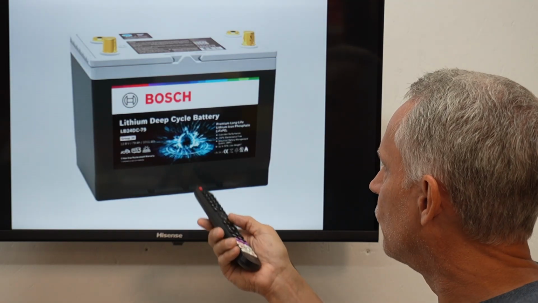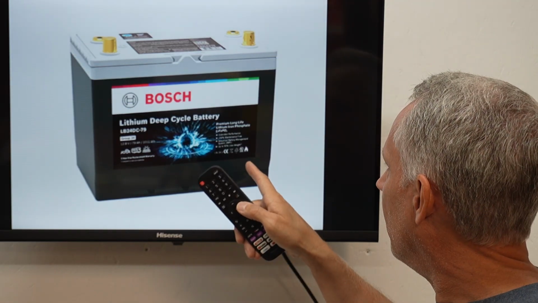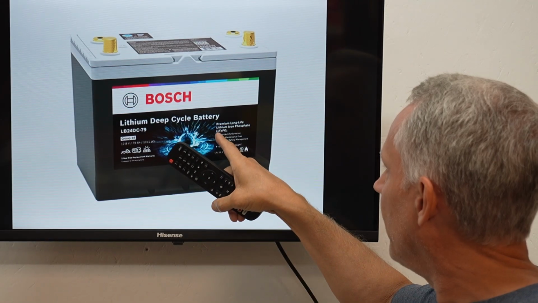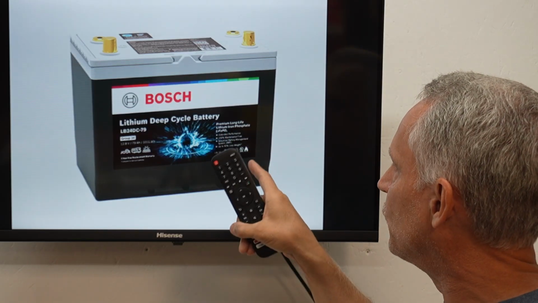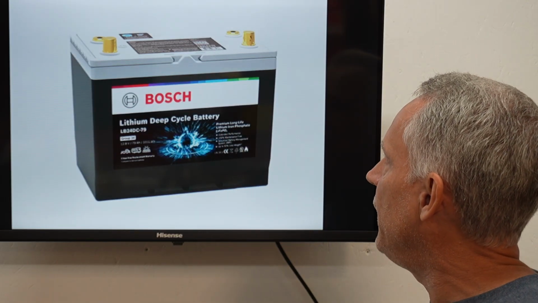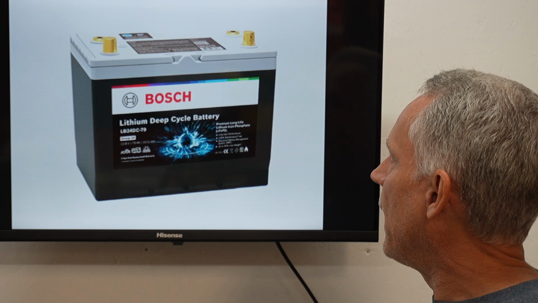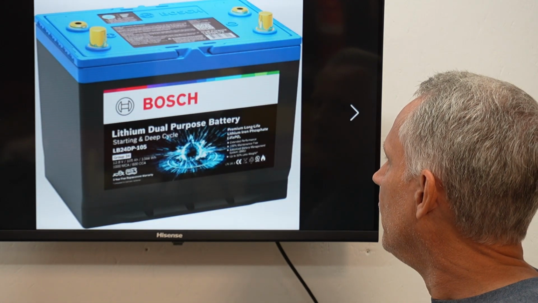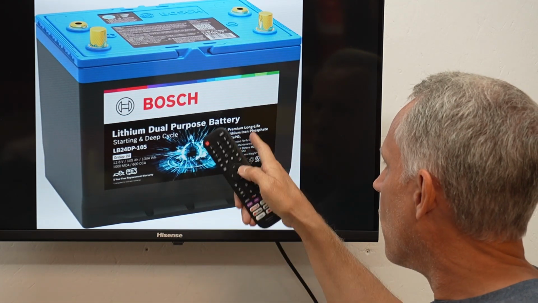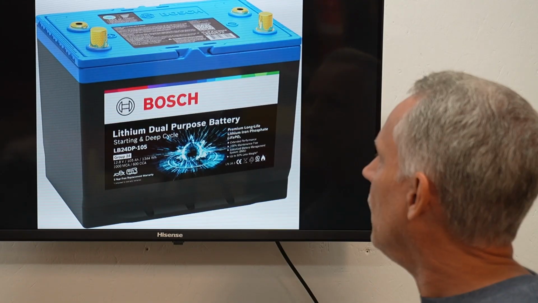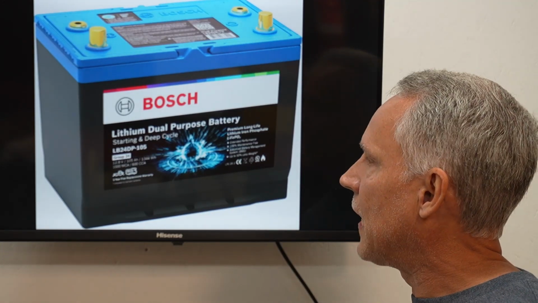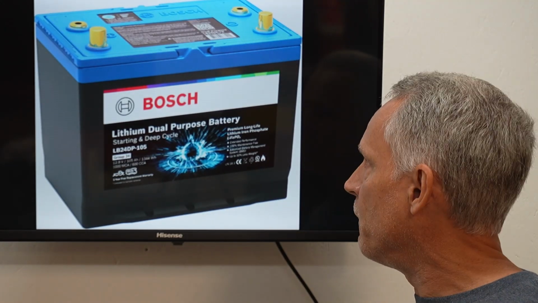Alright, so here is a Bosch lithium. This is a lithium iron phosphate, LiFePO4, so the chemistry is lithium iron phosphate or LFP. Once again, these are always sealed batteries. Same thing, LiFePO4, LFP, lithium iron phosphate. The Bosch batteries that I saw, they did have internal battery management systems.